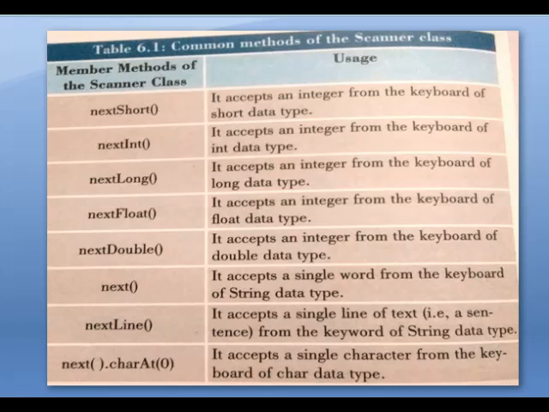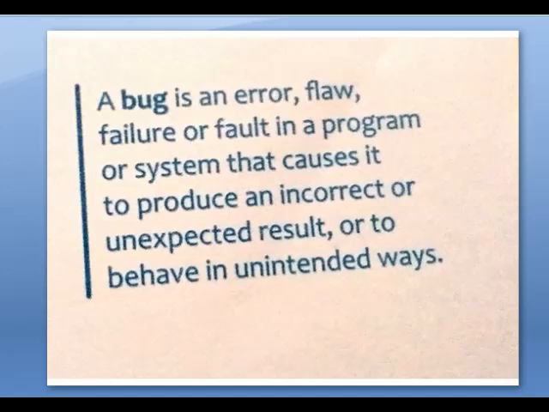Okay students, now we are going to see some common errors that occur during the time of writing the program, executing the program and compiling the program. The errors are always otherwise called a bug. A bug is an error, flaw, failure or fault in a program or system that causes it to produce an incorrect or unexpected result or to behave in unintended ways.